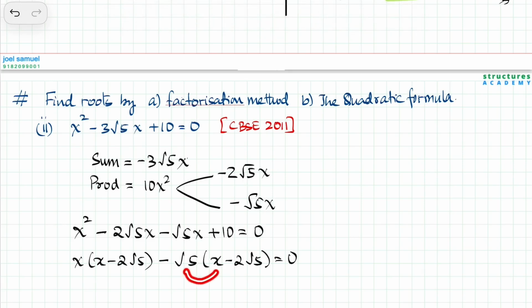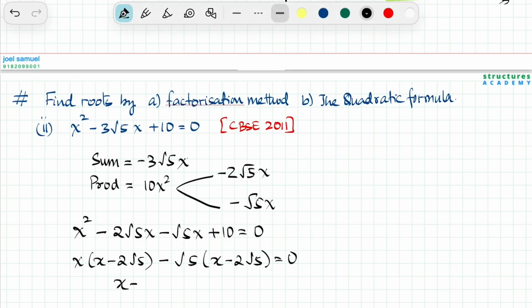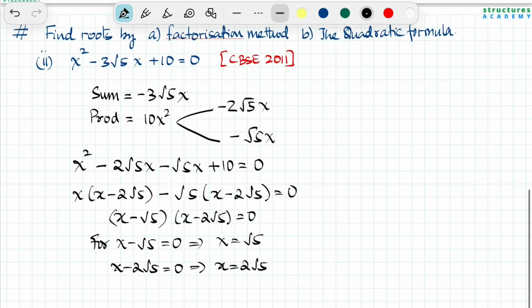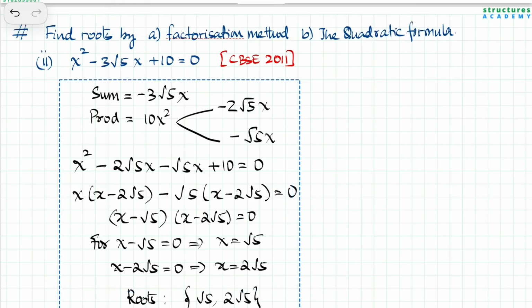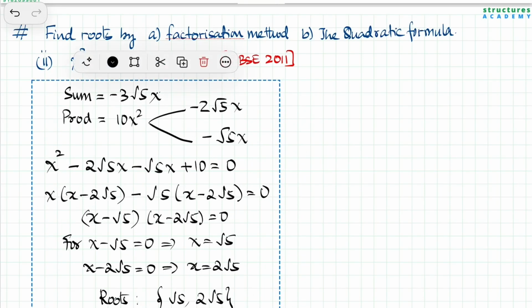Now multiply root 5 into x with a minus, you get minus root 5x. Then multiply minus root 5 into minus 2 root 5. The root 5s give us 5 and then times 2 gives us 10, minus minus plus, so it's plus 10 here. So the factorization is correct. Now we write this into two factors, x minus root 5, x minus 2 root 5 equals 0. So the roots of the equation are root 5 and 2 root 5. So this is using the factorization technique.